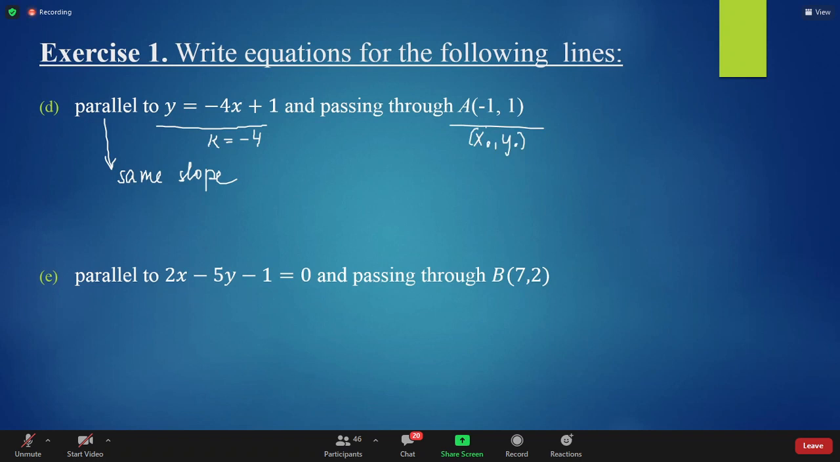Point slope equation, that was number 3, I think. Point slope form: y minus y0 equals k times x minus x0. So that would be y minus 1, because y0 is 1, equals k, which is -4, times x minus -1, that makes it +1. And so we have y equals -4x minus 4 plus 1, that's -3.